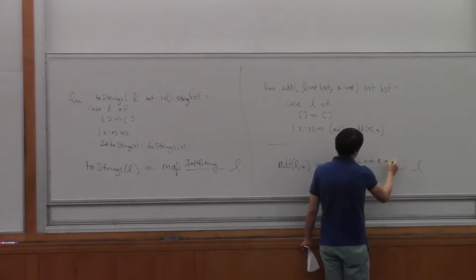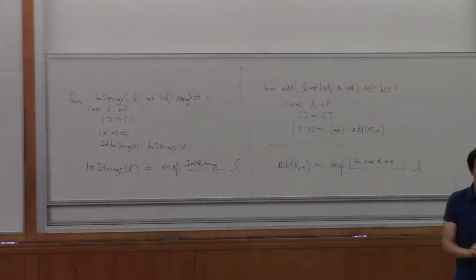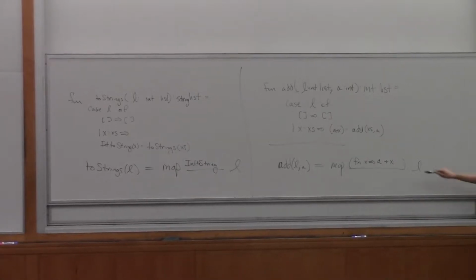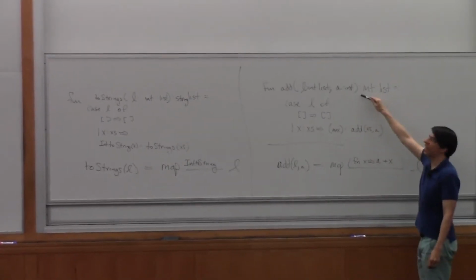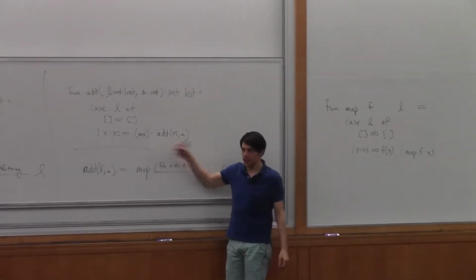Adds a to x. Okay, so you see how if I have a placeholder f that stands for a function, then on the one hand, plugging in the toString function gives me toStrings. Plugging in the add a to each thing gives me add. And now I've got one function that subsumes both of these.